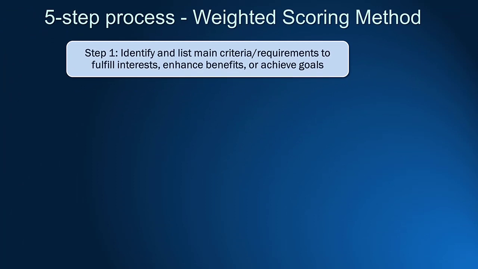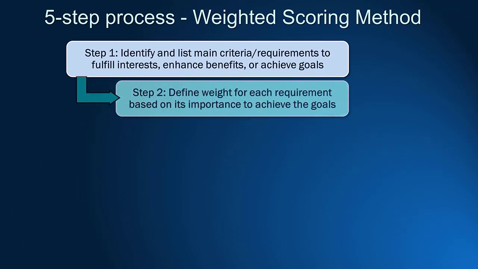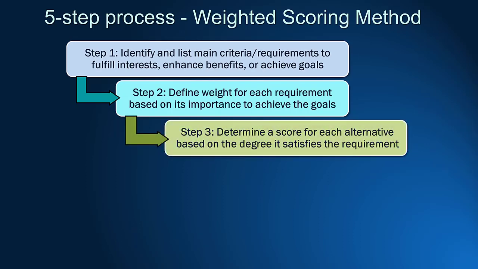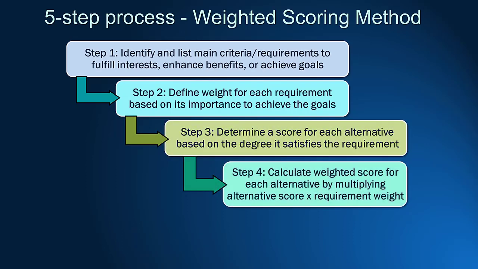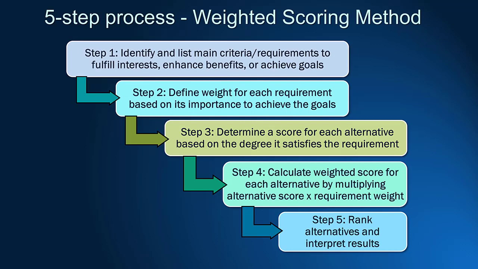First, define the objective and requirements. Second, grade each requirement importance with weights. Third, identify alternatives to achieve the objective. Fourth, give scores to each alternative and calculate the total weighted score. Finally, rank alternatives and interpret the results. Let's see the details of each step in the next slides.